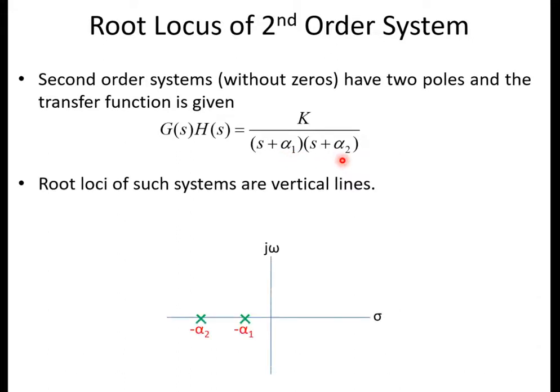So the root locus of such systems are vertical lines like this, whatever may be the values. So minus alpha 1 to minus alpha 2. That also depends on the values, how big it is. Here we have taken the magnitude of alpha 1 as less than the magnitude of alpha 2.